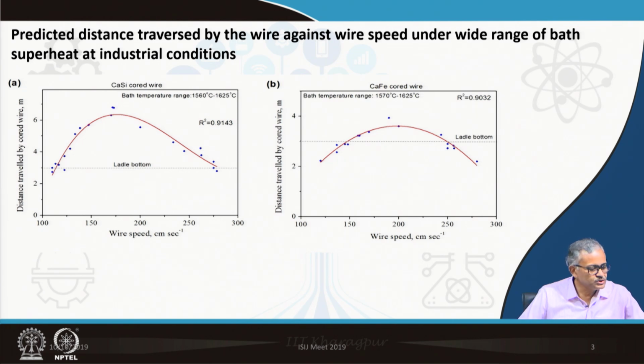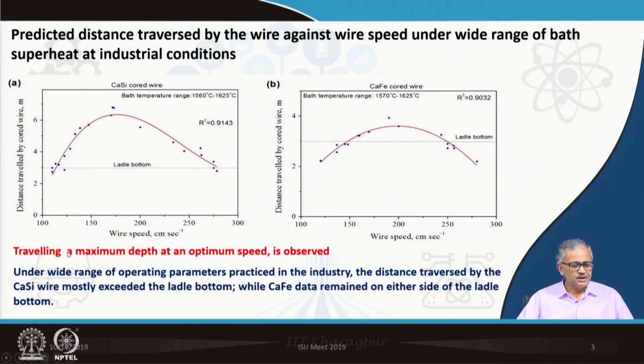So, these are the two major observations that we can find. The distance traveled shows a maximum at an optimum speed, that is observed under a wide range of operating parameters in the industry. The distance traversed by the CaSi wire mostly exceeds the ladle bottom, while CaFe data remained on either side of the ladle bottom, that is premature melting or it does not melt even after reaching the bottom.